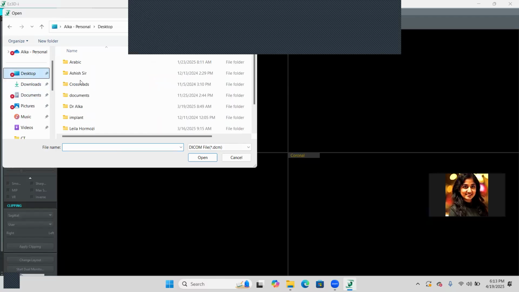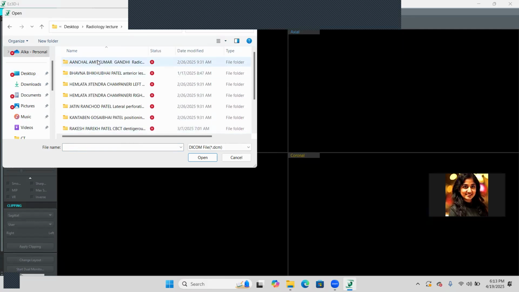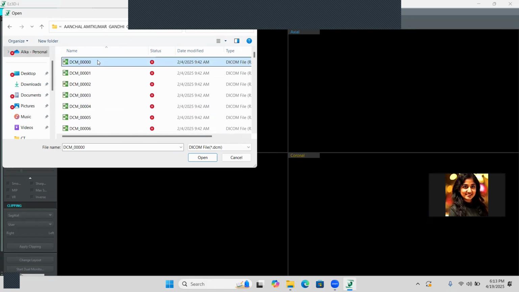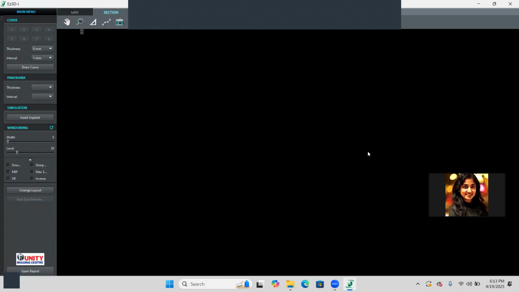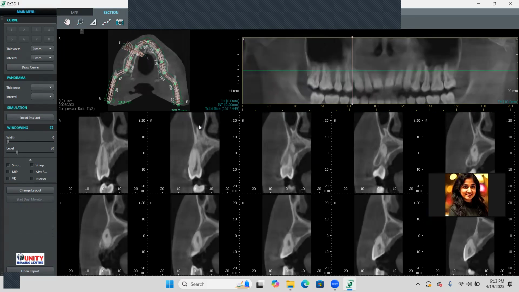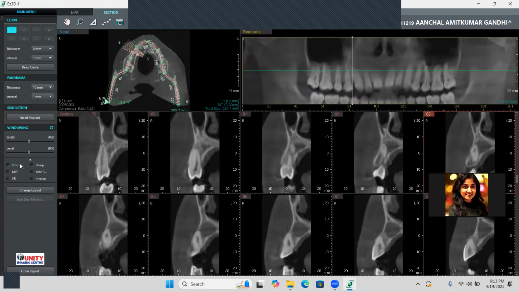Today I'll be sharing a few interesting cases, CBCT scans. So let's start. In this case, I don't remember all the cases, but let's see what it is. So we will bring the CBCT to maximum sharpness.